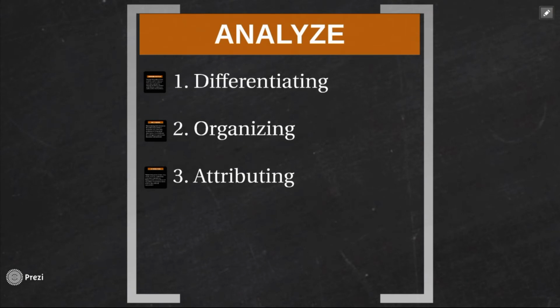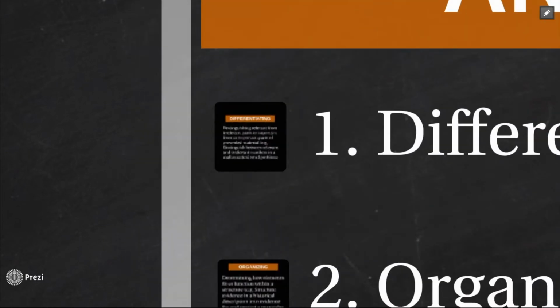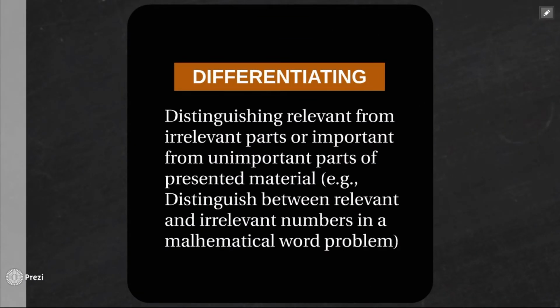And for the fourth category, analyze, the subcategories are 1 differentiating, 2 organizing, and 3 attributing. Differentiating, distinguishing relevant from irrelevant parts or important from unimportant parts of presented material. Example, distinguish between relevant and irrelevant numbers in a mathematical word problem.